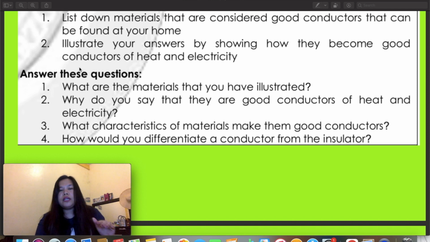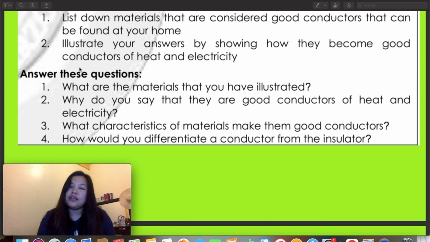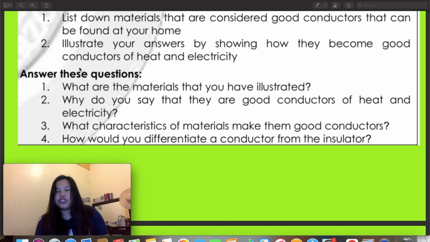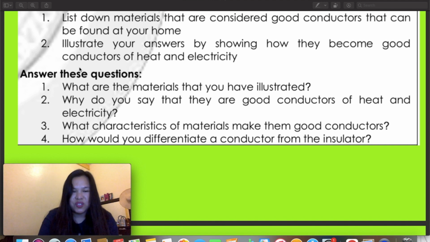What are the materials that you have illustrated? Why do you say that they are good conductors of heat and electricity? What characteristics of materials made them good conductors? And how would you differentiate a conductor from the insulator?